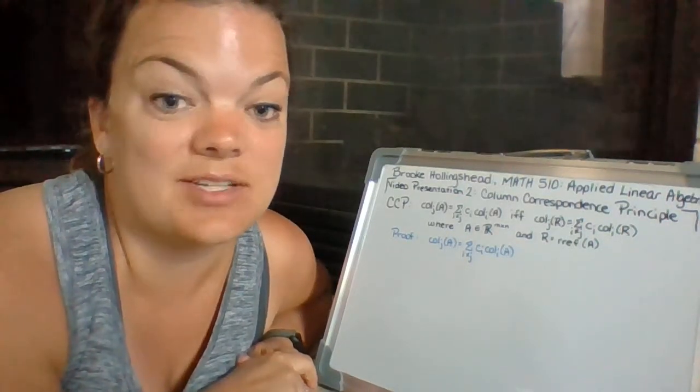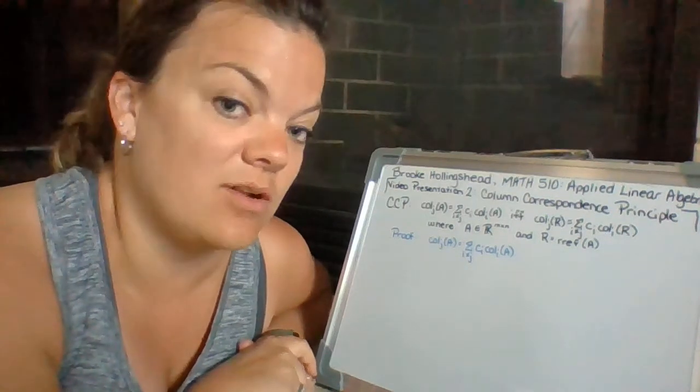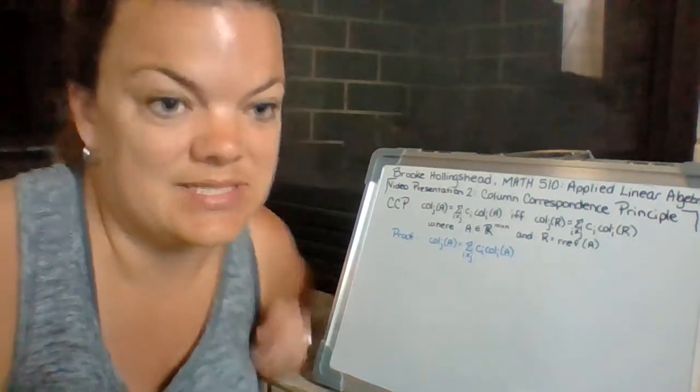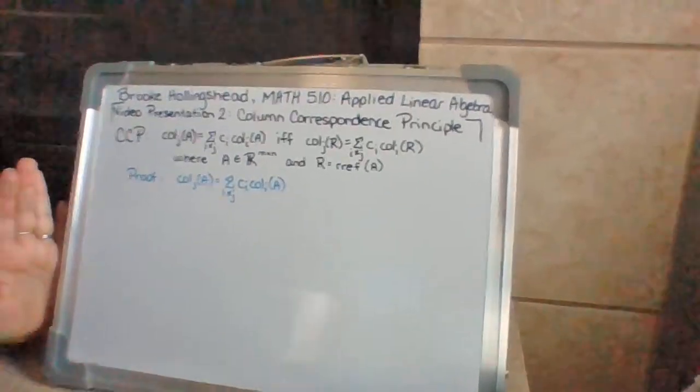This is my second video presentation for Math 510. This one is on the column correspondence property, or the CCP. First, I'm going to go through a rough proof of it.